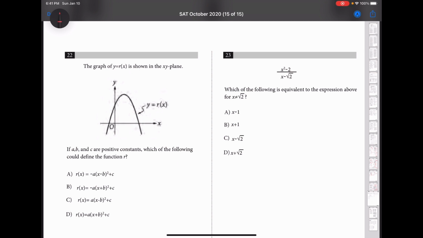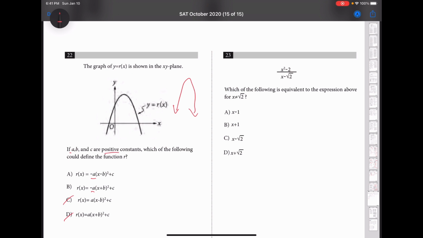Okay, so the way to do this one is if you take a look at the graph itself, we notice how we have a negative parabola. Negative parabola means that it is basically concave downwards. So that means that the number in front, the coefficient here, has to be negative. So if A and B and C are positive constants, that means that you should put a negative sign in front of A to make it flip downwards. So we know it's not C or D.